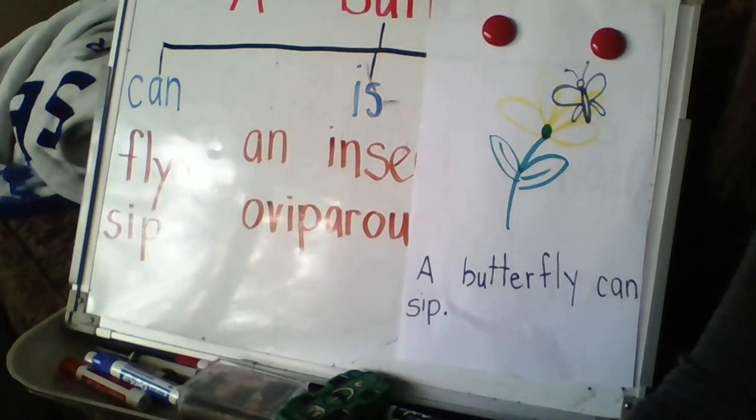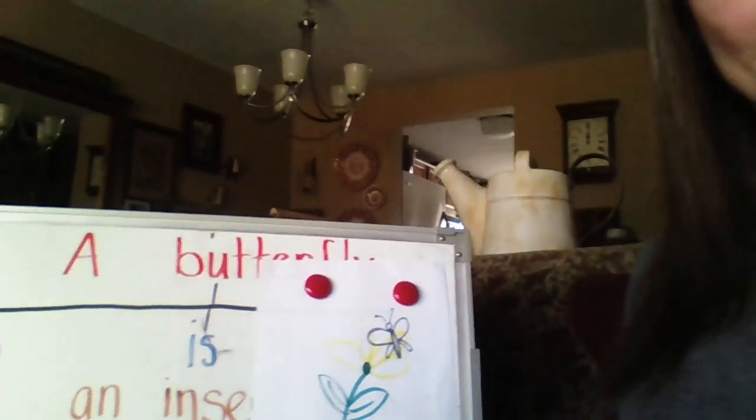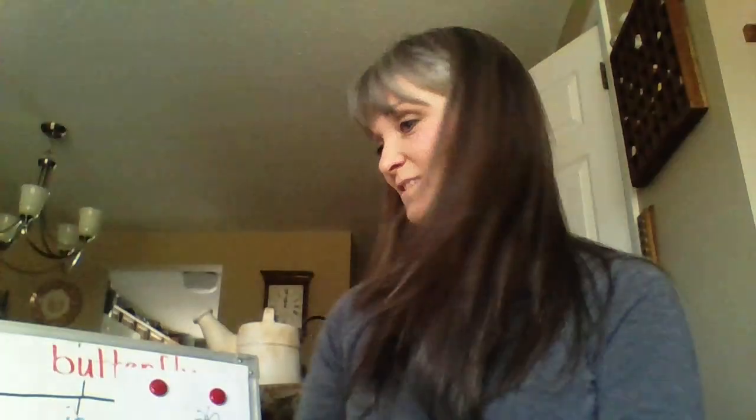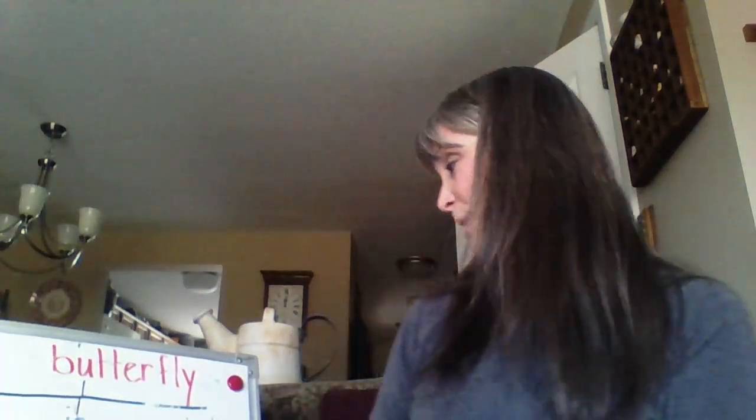A butterfly can sip. You can choose any of these that you want. Or if you want to be really brave and make up your own sentence, I'm okay with that too. What I'd like to see today is your butterfly picture and your paper using this chart. A butterfly can, or a butterfly is, or a butterfly has. You only have to build one sentence and draw a picture to match it. If you want to write, a butterfly can sip from a flower and has two wings, be brave. I know you can do it. You do so much. And I hope it's fun for you, because it's fun for me to do these for you every day.